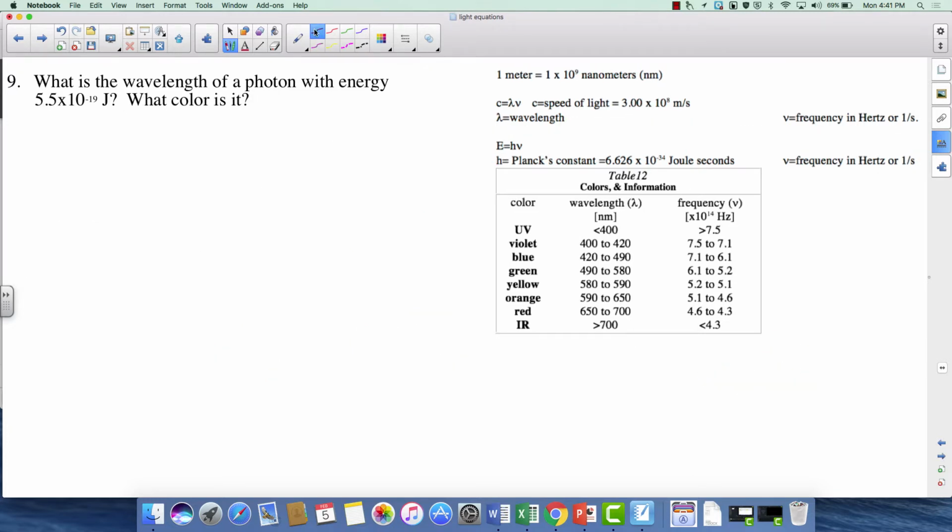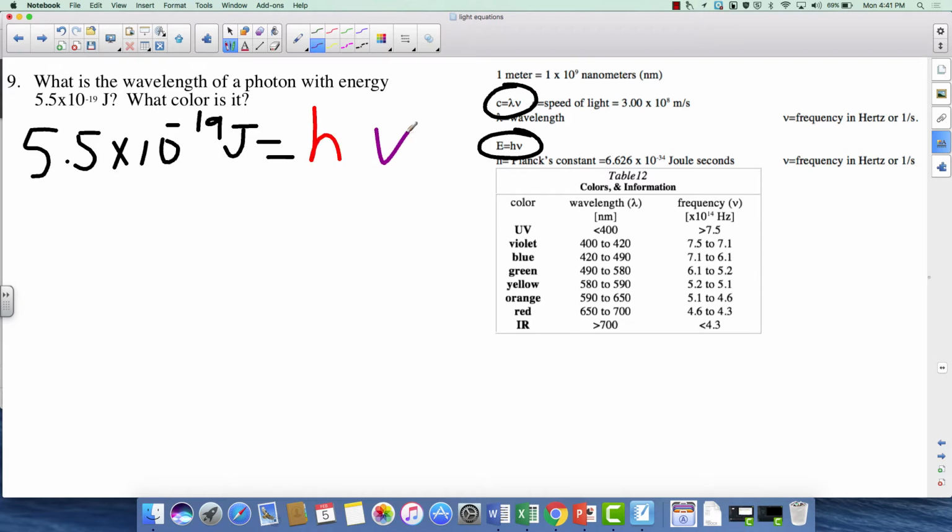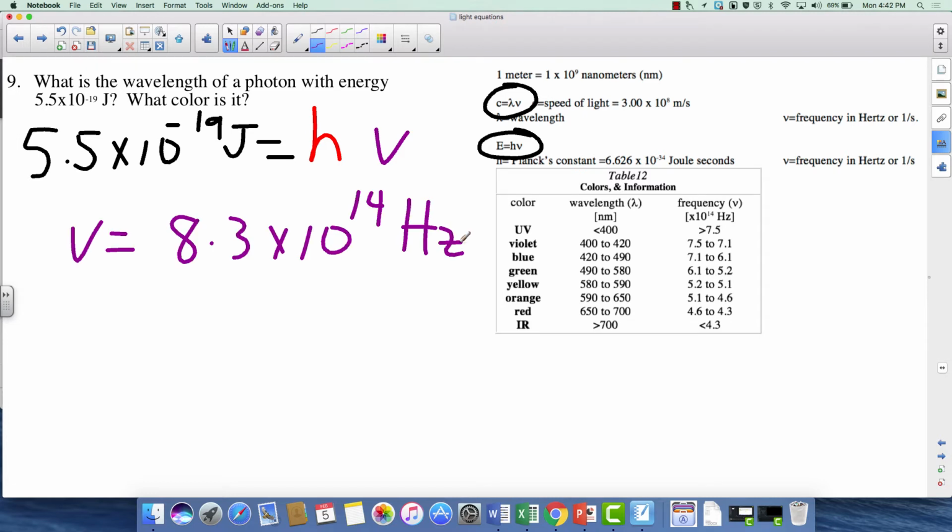One last problem. This time we're given the energy here, but notice there is no wavelength as part of the energy equation. That means we're also going to have to use this equation up here. So first we have to find the frequency, and then we can plug the frequency into the other equation. First we set up the problem to find v, the frequency. The frequency is 8.3 times 10 to the 14th hertz.